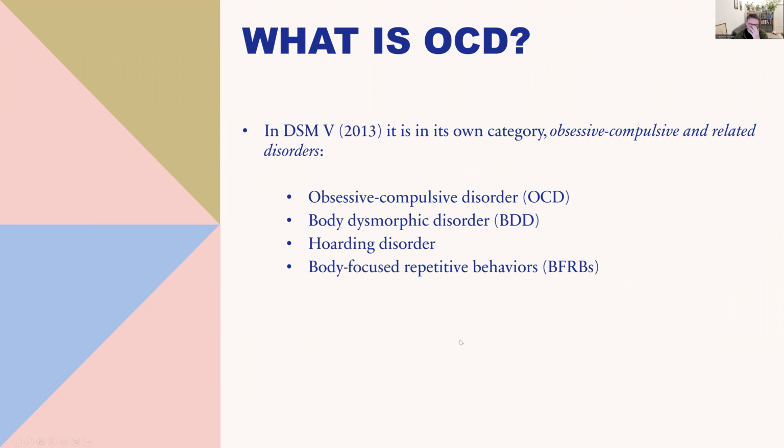In DSM-5, which came out in 2013, OCD is no longer, like it was when I was in medical school, an anxiety disorder. In fact, it became a disorder in its own category, which is obsessive compulsive and related disorders. So now we're talking about a broader spectrum of disorders, right? Some of these that fall into this category are obviously OCD itself, body dysmorphic disorder, hoarding, and then BFRBs, such as skin picking, which is our primary topic, and then also hair pulling.